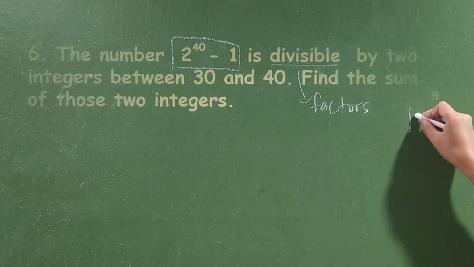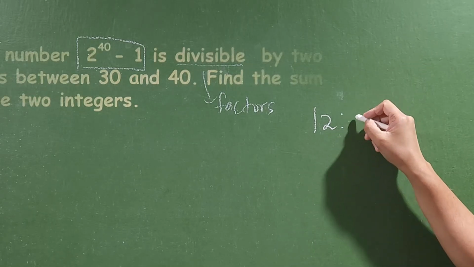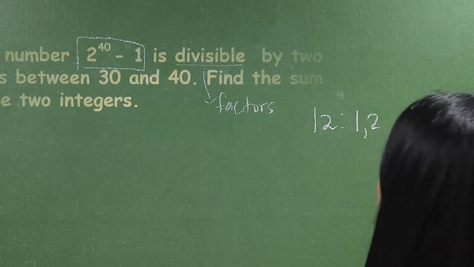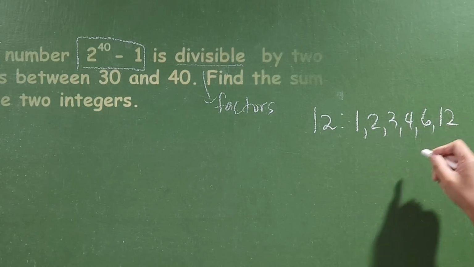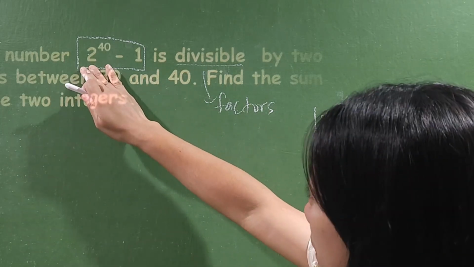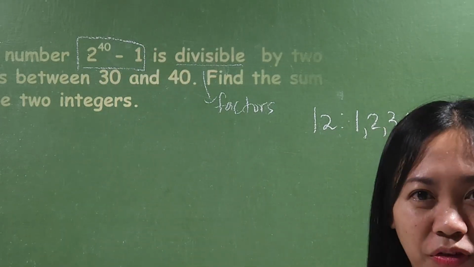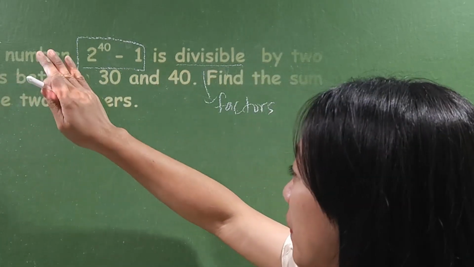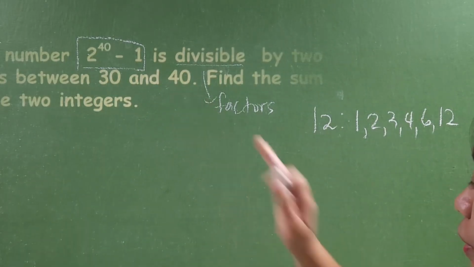Like for example, if the number is 12, then what are the factors of 12? We have 1 and 12. What else? 2 and 6. And 3 and 4. So these are all the factors of 12. Also, this number 2 raised to the power of 40 minus 1 has a lot of factors. But in here, we are trying to find these two integers between 30 and 40. So how are we going to do that?